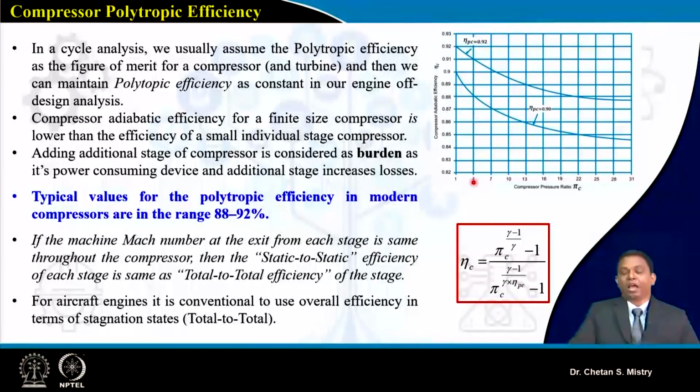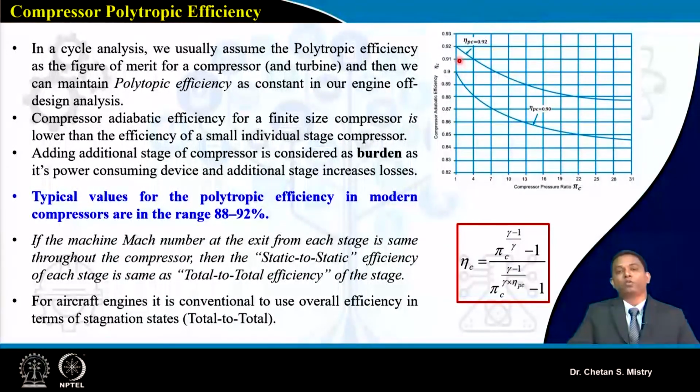Suppose I am looking for a pressure ratio of 4. For that pressure ratio, if my polytropic efficiency or per stage efficiency is 90%, that gives me an adiabatic efficiency of 88%. Remember, 90% and 88%, that is a big difference. In the same way, if I take my polytropic efficiency as 92%, I am able to get my adiabatic efficiency to be say 91%.